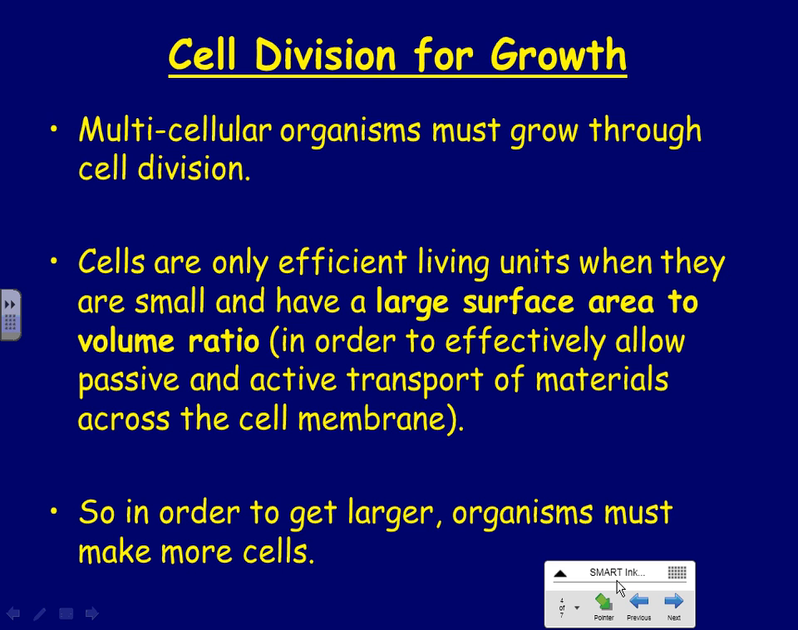So, in order to get larger, organisms must make more cells. We can't just become one big cell. Could you imagine if each leg was a cell, and our torso was a cell, and each arm was a cell, and our head was a cell. And we injured our arm, one cell, that's it. You lose the arm. If you have many, many cells, you injure your arm, you just lose a few little cells in that spot. They divide, they repair. So more cells is better.